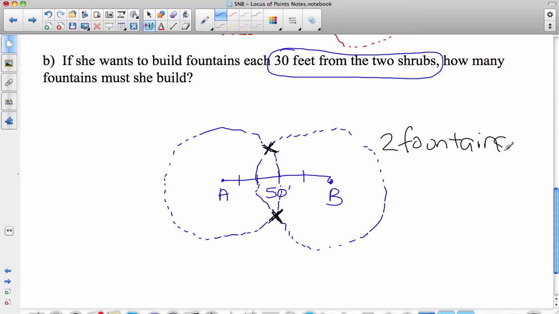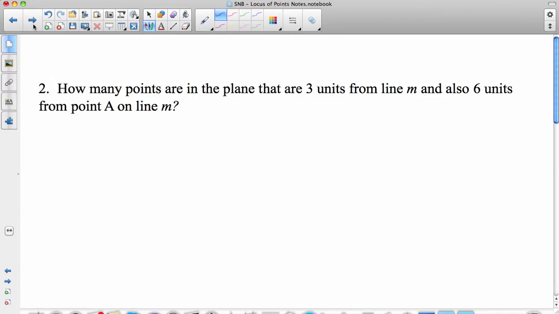Two fountains with an S. Okay, so make sure you're answering the questions specific to what they ask. So let's go on to example number 2, sorry.